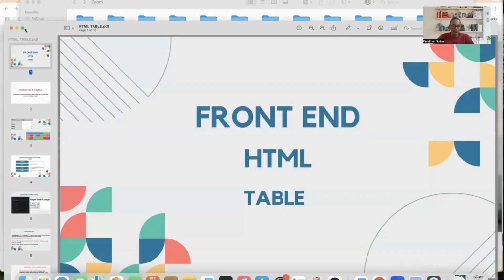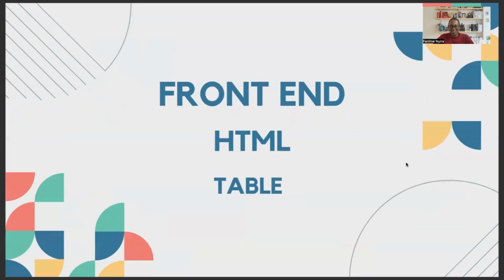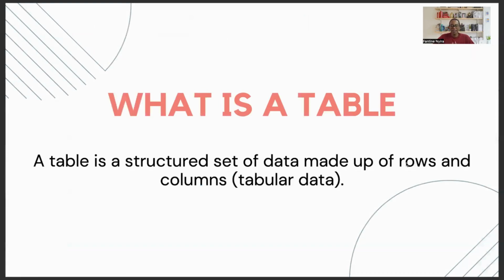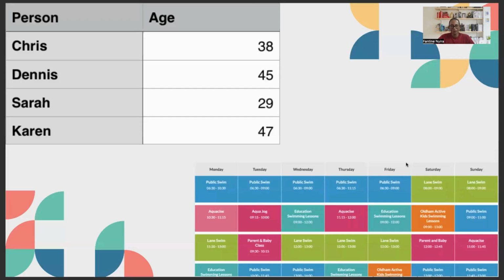Here we go. All right, front end HTML table. All right, so what is a table? A table is a structured set of data made up of rows and columns. So it's a tabular data. So if you have ever used an Excel sheet, you know what I'm talking about, because in Excel we have the columns and then we have the rows. Yeah, it's the same in table of HTML.